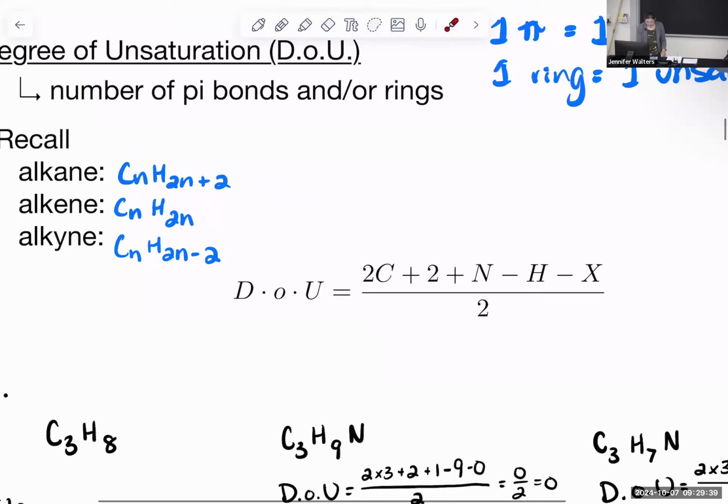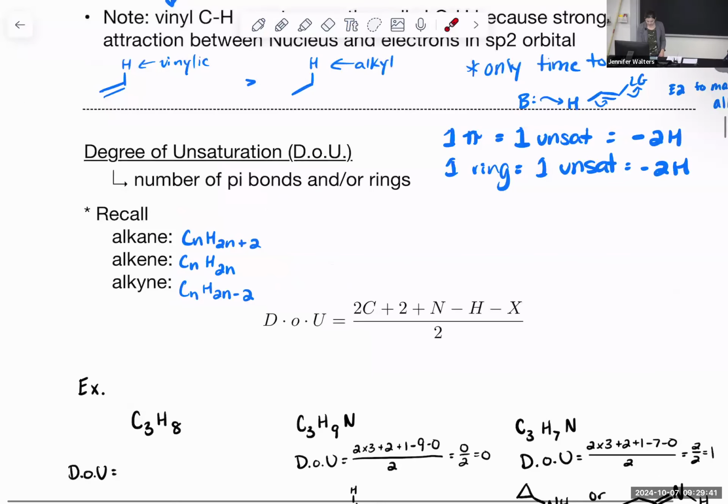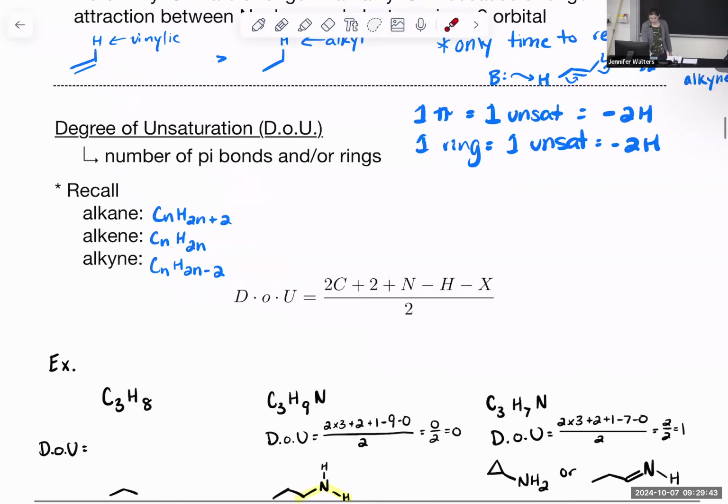Our formula for degree of unsaturation is this, where you have 2 times the number of carbons plus 2. This is the maximum number of hydrogens in a saturated alkane. So this is the number of hydrogens for the alkane, right? That's the 2n plus 2, 2 times the number of carbons plus 2. That's looking at the maximum number of hydrogens possible.